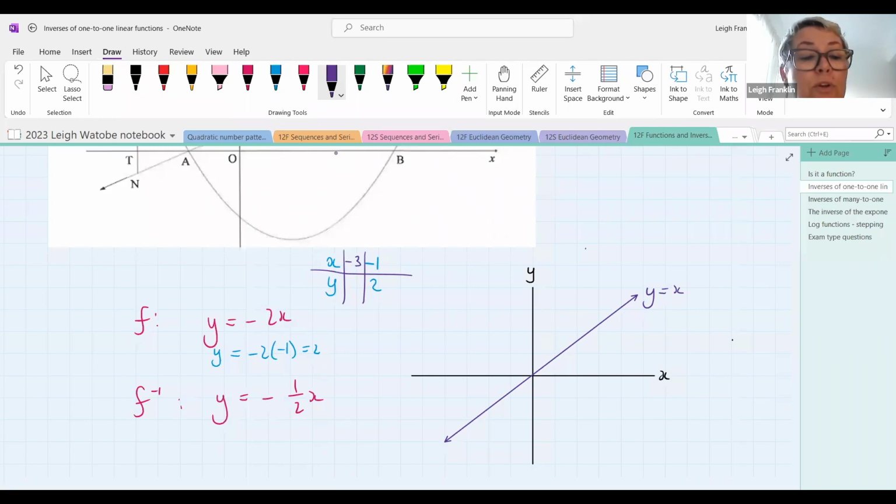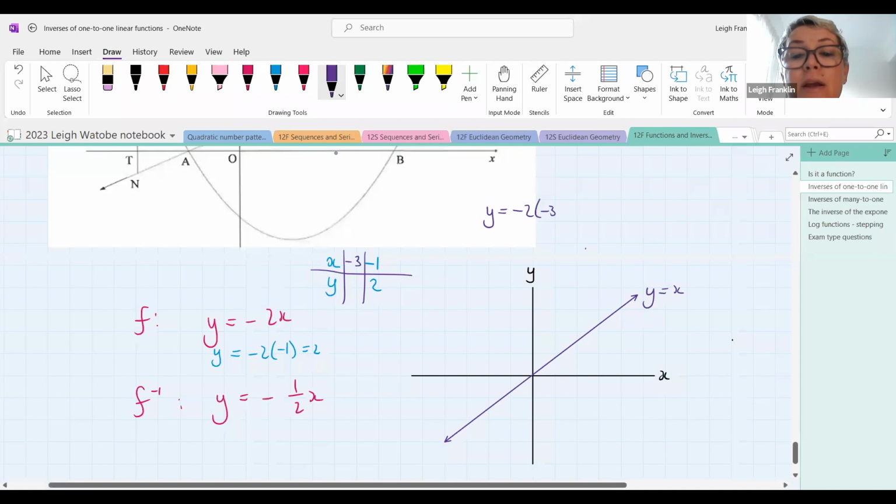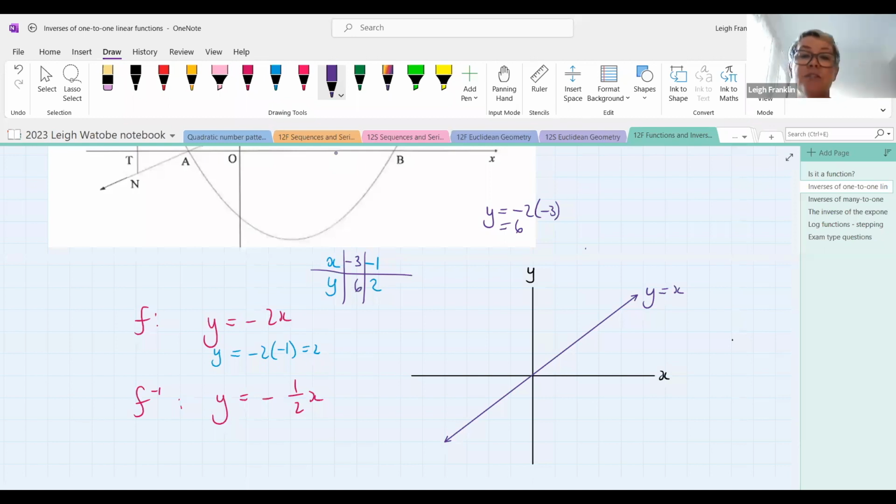So now if we wanted to work out what y would be, we would say y would be equal to -2 times -3. This would give us 6. So you can use 1 against 2 or -3 against 6, whichever coordinates you want. Okay, then here you would just have to go and plot that point.